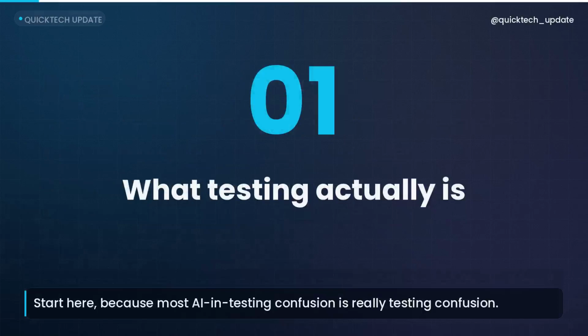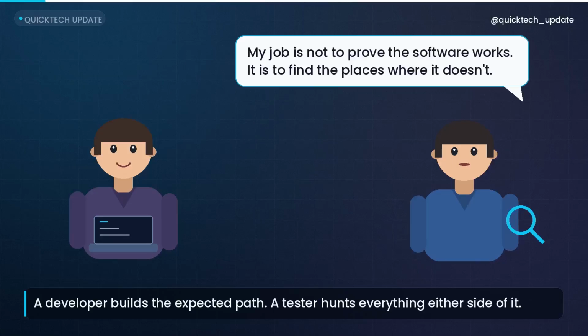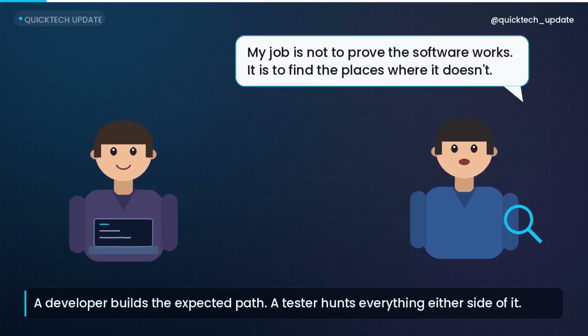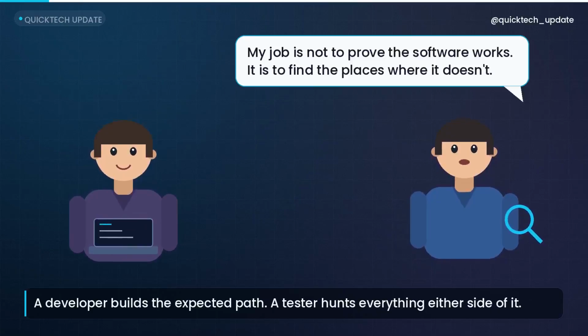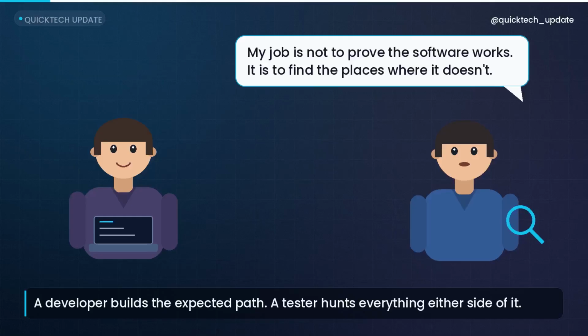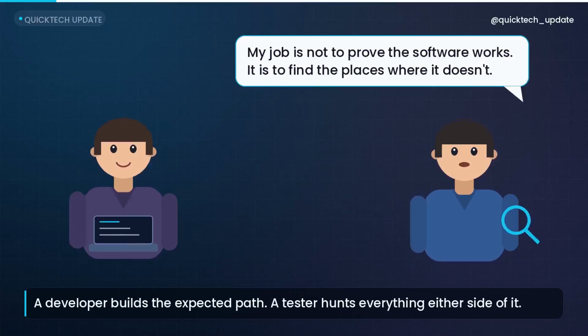Let's start with testing itself. Most confusion about AI and testing is really confusion about testing. A developer builds the path they expect a user to take. A tester's job is different. It is not to prove the software works. It is to find the places where it doesn't. Hold on to that, because it explains why AI is helpful in some parts of this job and useless in others.